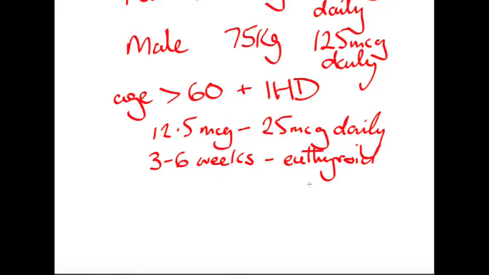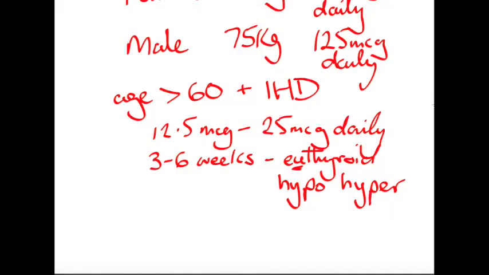So hypothyroid, hypo is an underactive thyroid gland. Hyper is an overactive thyroid gland, and euthyroid is a normal thyroid gland or a normal thyroid function.